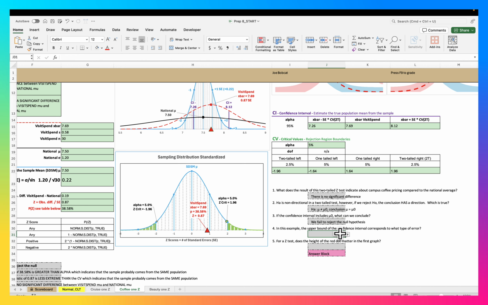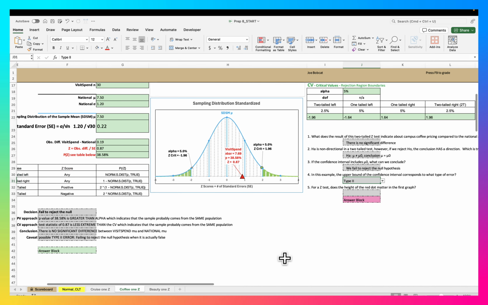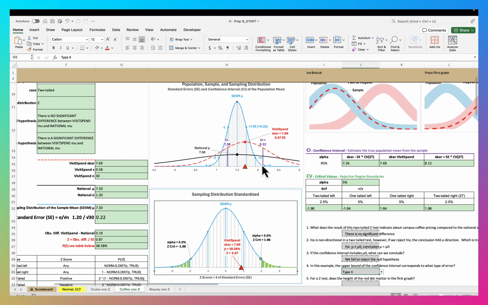And in this example, the upper bound of the confidence interval corresponds to what type of error? Well, that's kind of an interesting question. Well, look where the upper bound is. The upper bound would actually be in the rejection region. So it corresponds to, what did we say? A type 2 error, right, failing to reject the null hypothesis when it was actually false, because the upper bound means that, well, we could have gotten a sample out here, right?